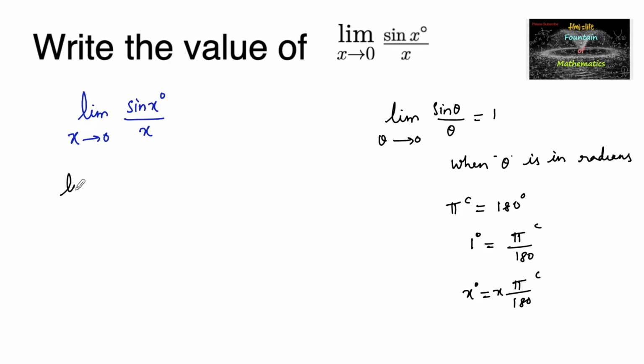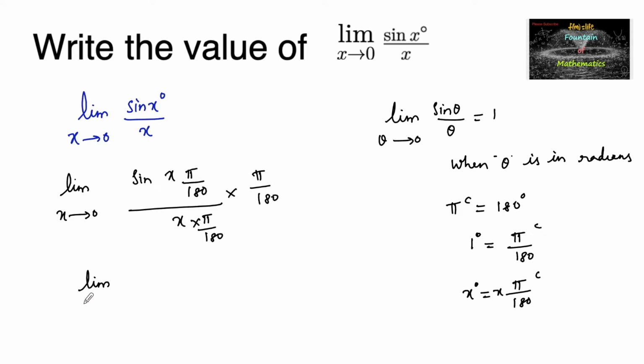So we can write limit x tends to 0 sin x degree, we can write it as sin of x into pi by 180 radians upon x. So let us multiply and divide with pi by 180. Pi by 180 here, and again pi by 180. So as x tends to 0, pi by 180 into x also tends to 0. So let us consider this as some h. So sin h upon h is, as h tends to 0, sin h upon h is 1.